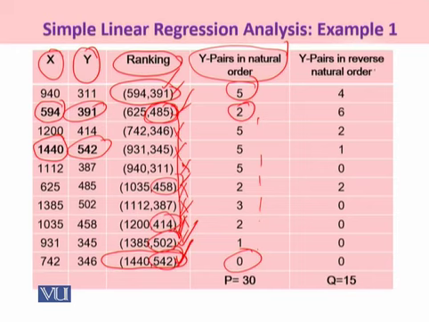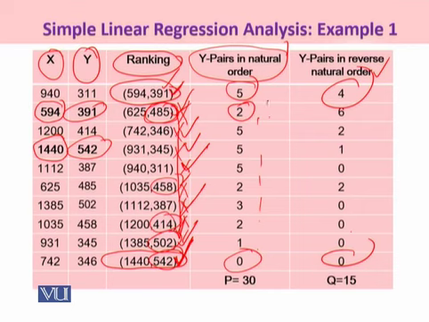Now you check the y pairs in reverse natural order, and that will give you the value of q. Again you start from 391. How many values are less than 391, the values appearing below it? This value is not less. This value is less, 1, this value is less, 2, this is less, 3, and then if you scan, this is less. The rest of the values are greater. So in total these are 4 values. Similarly for 542, the last value on y, there is no value below it that is less, so you will assign 0.